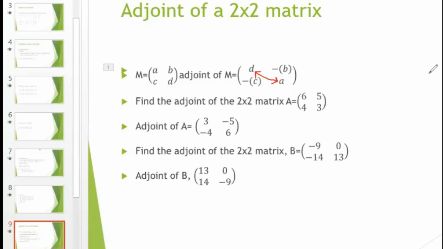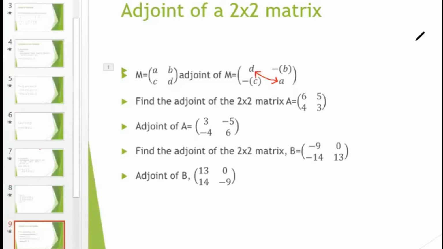For the adjoint, our leading diagonal, which is A and D, the 2 values switch places. So A takes the place of D, and D takes the place of A. For our non-leading diagonal, which is B and C, they become the inverse. Inverse meaning that if the values were positive, they both become negative. If the values were negative, they both become positive.